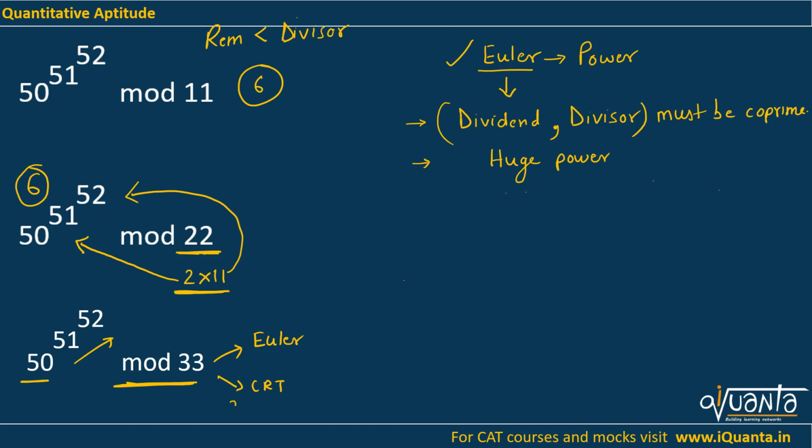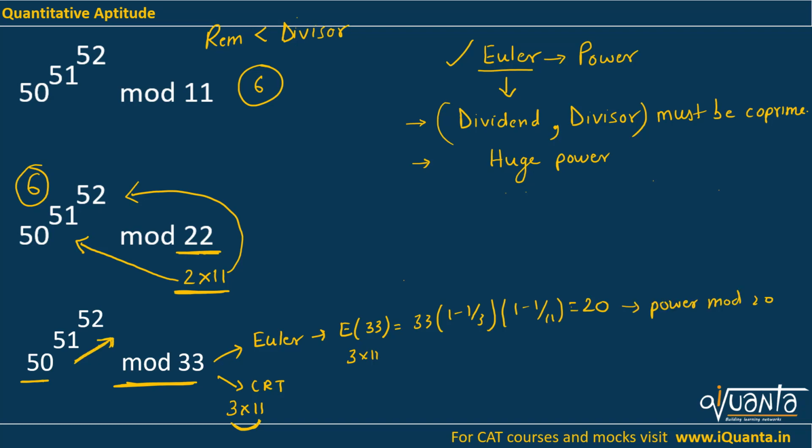So if I use CRT, 33 will be written as 3 into 11. Why? Because 3 and 11 are co-prime. We'll find out the remainder by 3, we'll find out the remainder by 11, then we'll equate and find out the remainder. While if I use Euler over here, I will have to find out the Euler of 33. 33 is nothing but 3 into 11. Then 33 times (1 minus 1 by 3) times (1 minus 1 by 11). So we'll get 20 ultimately. So that means we'll find out the power mod 20. Then a new number will come up. So this is becoming quite long with the Euler method. So let us try to apply CRT.